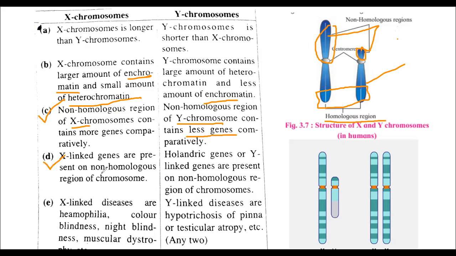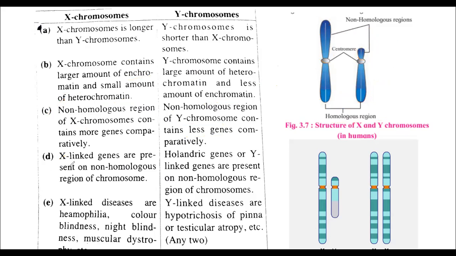X-linked genes are present on the non-homologous region. So this is X and this is Y. You have certain traits which come from the X chromosome only, and certain characteristics which come from the Y chromosome only. Also, the sex of the baby is determined by the presence of X or Y chromosome. If it is 2X, then it will be a female. If it is 1X and 1Y, then it will be a male. This also specifies the gender depending upon the combination of chromosomes.